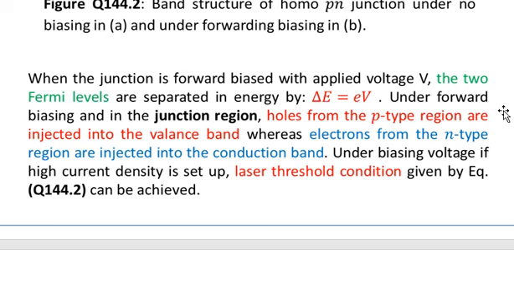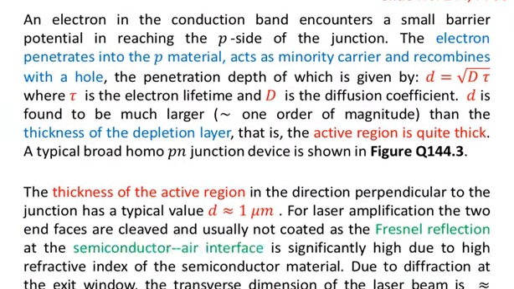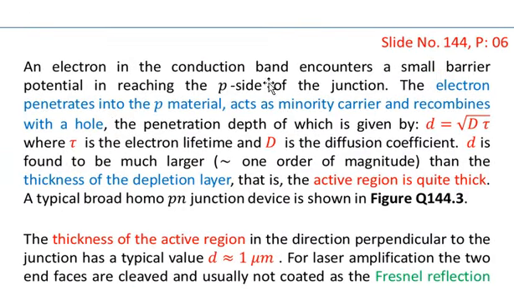Under the biasing voltage, if a high current density is set up, then of course the laser threshold condition given by equation number 2 can easily be established. An electron in the conduction band encounters a small barrier potential in reaching the p side of the junction. The electron penetrates into the p material and acts as a minority carrier.